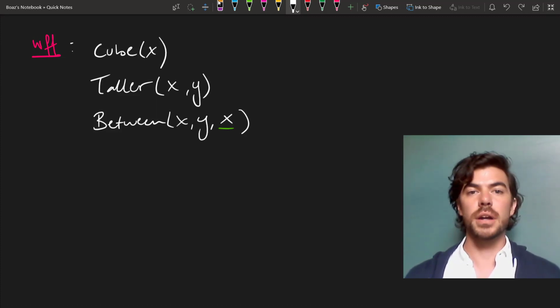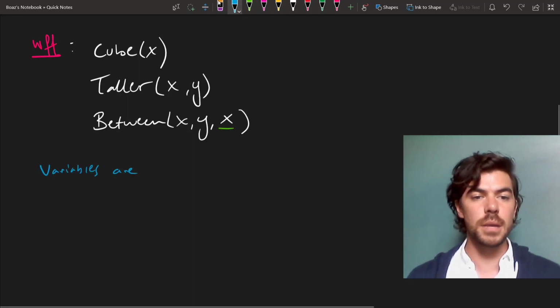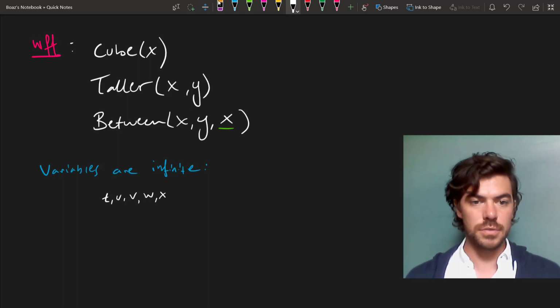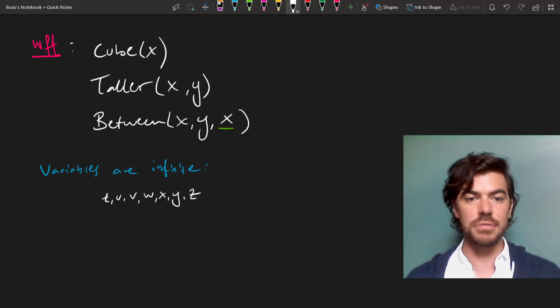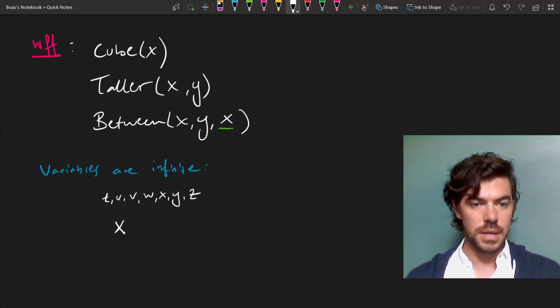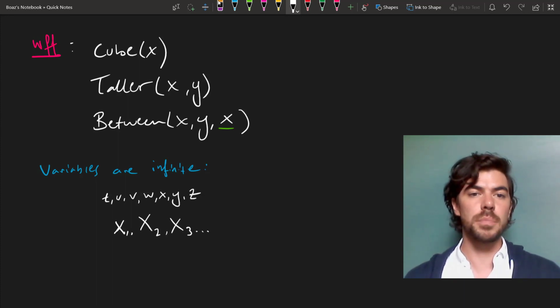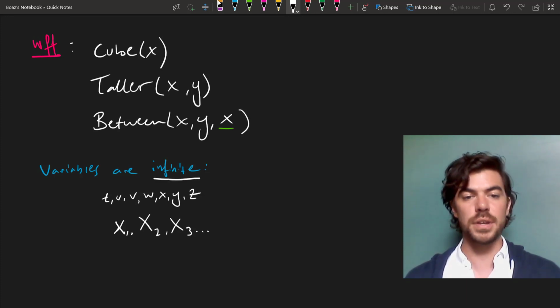Now there's one final remark to make on our variables before we wrap this up. And this is just that the variables in our language are infinite. So for the most part, we'll use letters from the end of the alphabet, like t, u, v, w, x, y, z, or zed if you prefer. But we could take any one of these and make an infinite number of variables just by using numerical subscripts. So we could go x1, x2, x3, and so on. So we're supplied with an unlimited stock of variables in our language and we'll never run out.